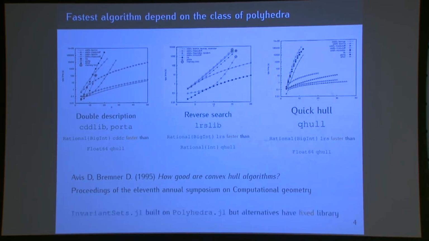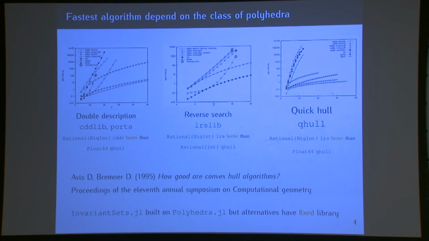Because of that, if you look at some libraries to compute invariant sets in some other languages, they have a hard-coded fixed library that they are going to use for every operation that they need to do. And so in a sense, you already know in advance that this is not going to work for some use case, because on some use case you might have a polyhedron in the class where double description is very bad.